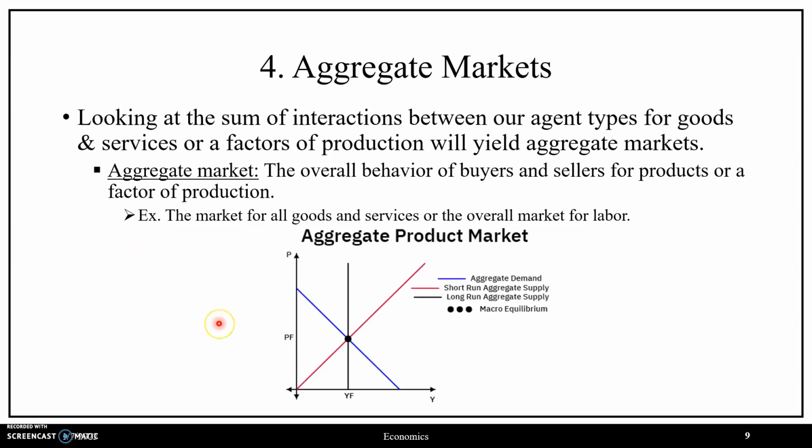Focusing on the market for all goods and services, this generates us the aggregate product market, in which we can examine how the typical costs for goods are determined, as well as the amount of output that country is producing, as well as how well they are utilizing their resources in terms of does unemployment exist.